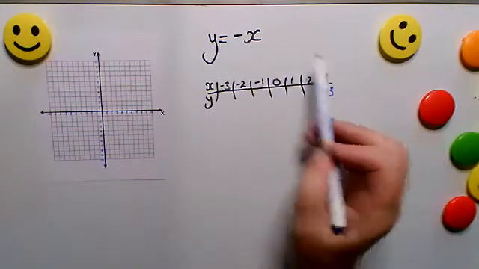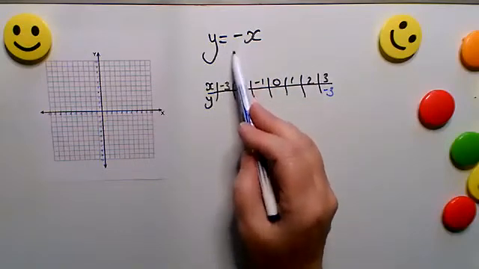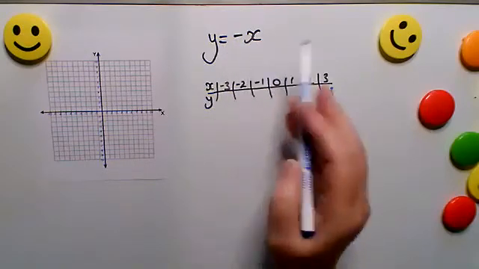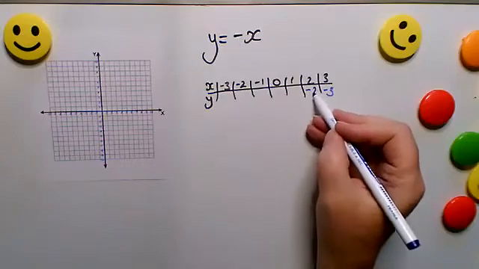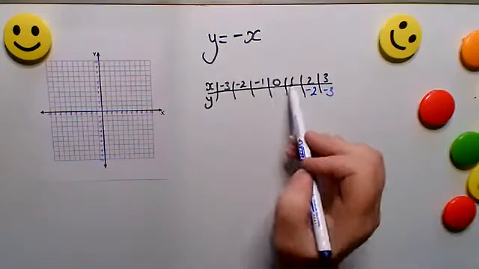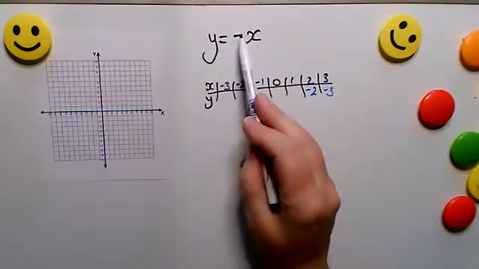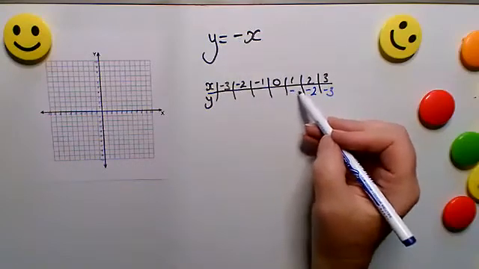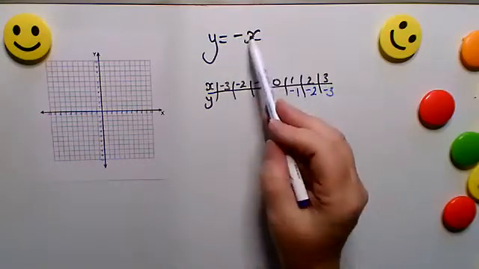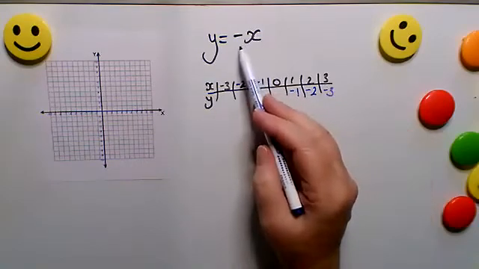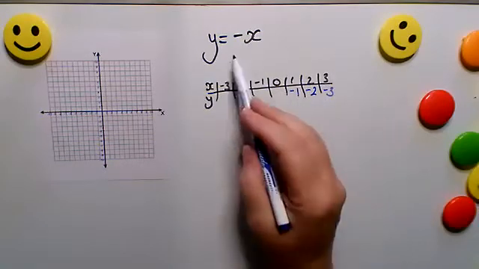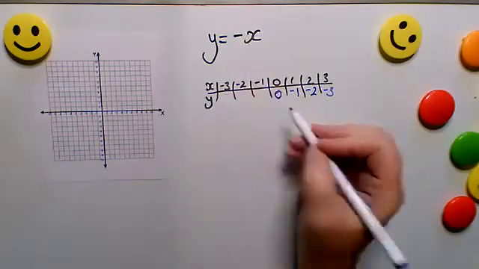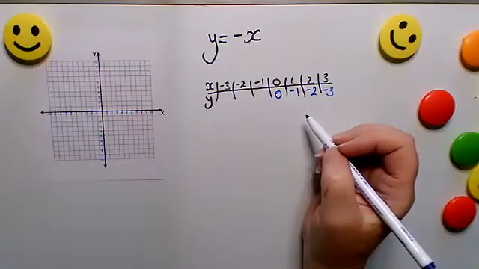When x is 2, y is going to be the negative of x. So y would be negative 2. The same if x was 1, then y is going to be negative 1. When x is 0, well, plus or minus 0 doesn't make any difference. So when x is 0, y is also going to be 0.